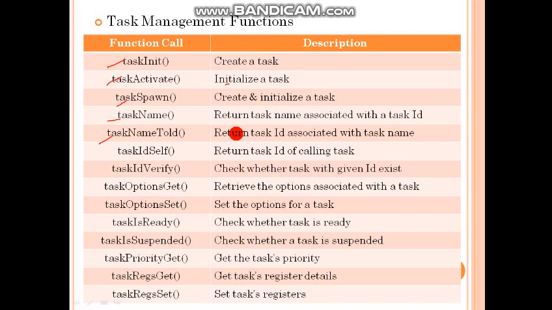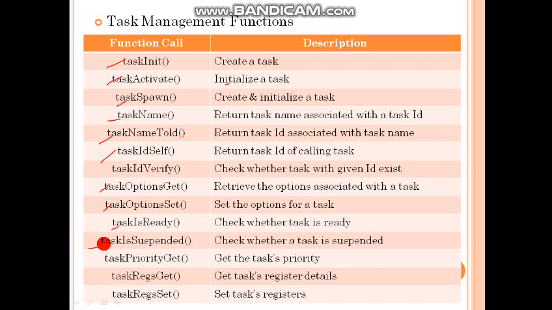Then taskIdSelf means return the task ID of the calling task. Then after that taskIdVerify means check whether the task with a given ID exists. Then taskOptionsGet means retrieve the options associated with the task. Then taskOptionsSet sets the options for the task. Then taskIsReady checks whether the task is ready.